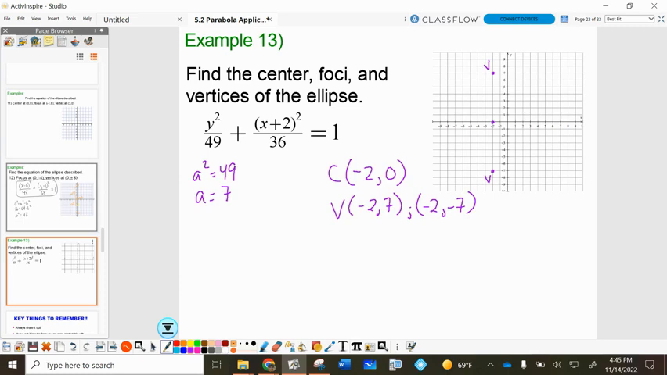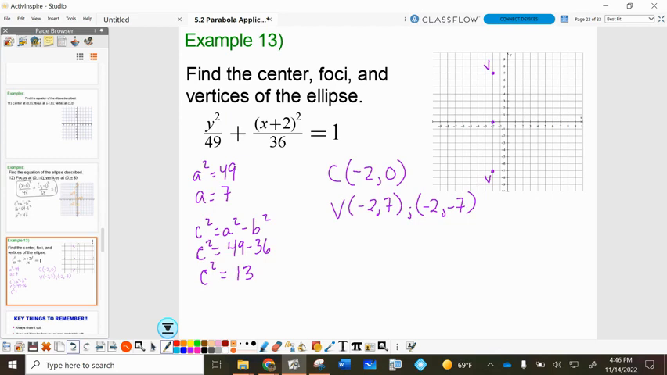So we know a squared and b squared, and we know that c squared equals a squared minus b squared. So let's find that real quickly. That's just going to be 49 minus 36 is c squared. So that means that c squared is 7. Or no, sorry. Wrong direction. 13.